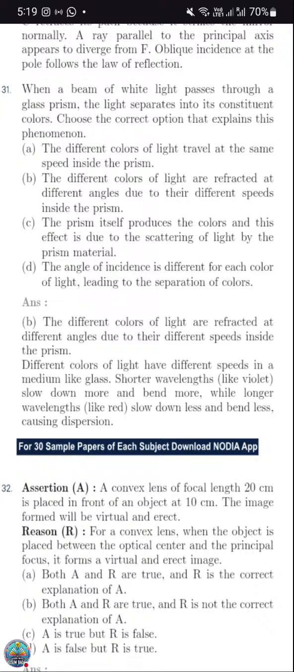As the light is passing through the prism, it will split out into a 7 color band. Option D, the angle of incidence is different for each. Here, the angle of incidence is not there at all. When the light is passing from one transparent medium to another transparent medium, it will deviate from its path. That is, refraction is taking place. So out of all, only option B is correct.